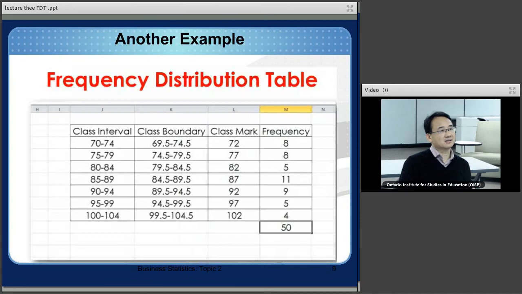Let's do a summary. This is another example of the frequency distribution table in Excel. You can see from the left to the right, it is class interval, the class boundary, and the class mark. And the class mark is original data, and this is the frequency. And the total number of frequency is 50. That means there are 50 students. Okay, so you can see class interval is 5 instead of 10.